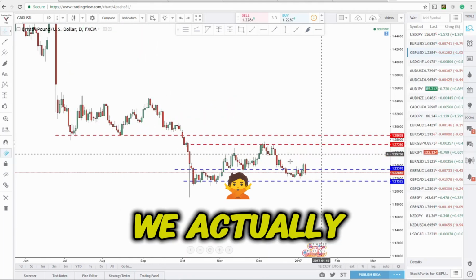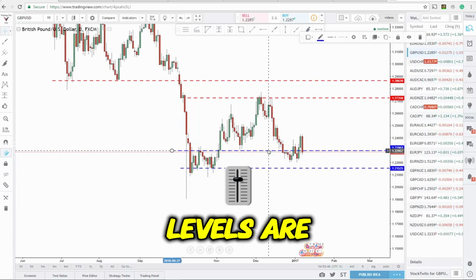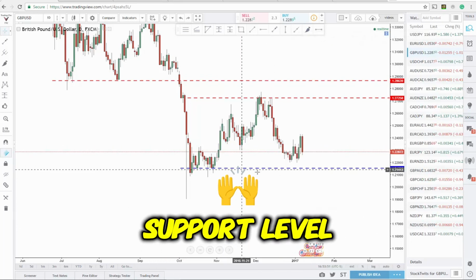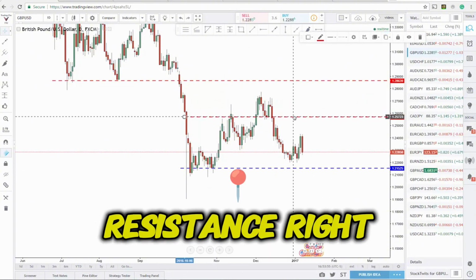And here on the pound dollar, we actually got no entry reason at any of our levels, and all of our levels are still valid except this line here. So we still have a support level that we're looking at here for the market to come down into. We now have a resistance right here.